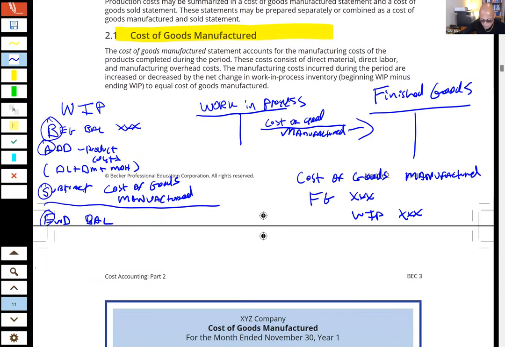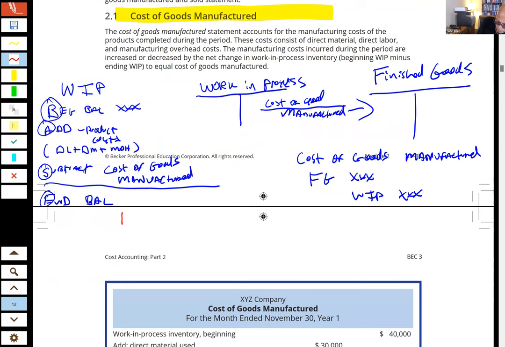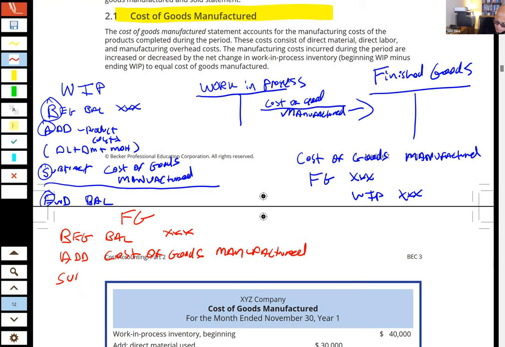Now, they could do it this way. I could analyze finished goods and I would have the beginning balance. What do I add to my finished goods? Cost of goods manufactured. Very good, guys. What do you think I would subtract? Cost of goods sold. Good. Cost of goods sold gets subtracted.